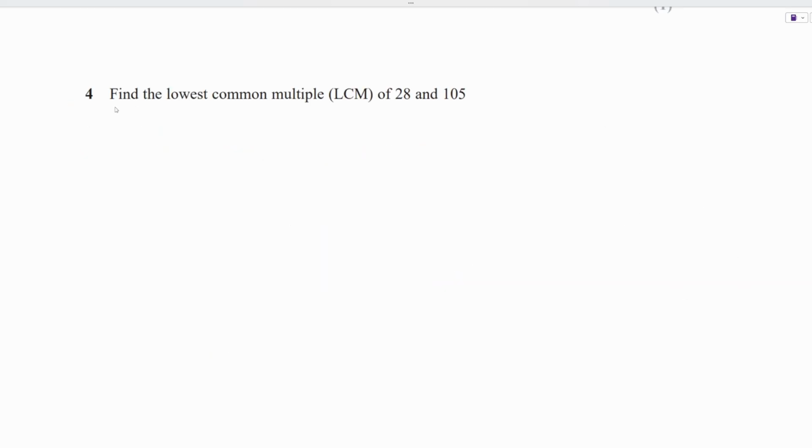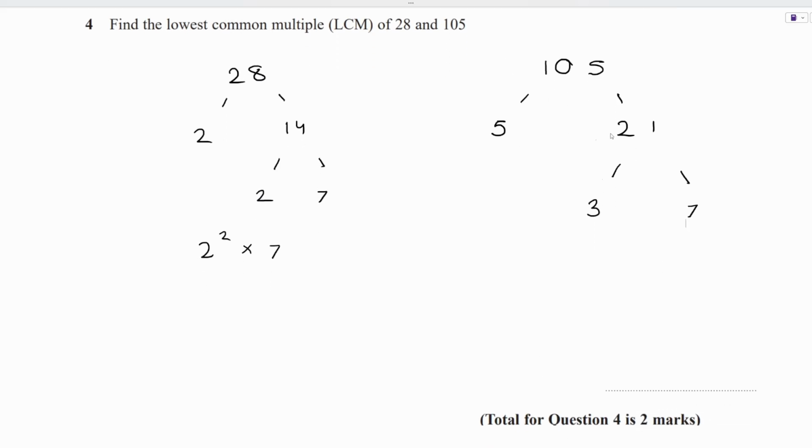Question 4: find the lowest common multiple of 28 and 105. So at this point, you know you have to break it down into its prime factors. So 2 and then 14, and then 2 and 7. So 2 squared times 7. And for 105, we can break this down into 5 and 21. And then 21 can be broken down into 3 and 7. So now that we have our factors, we can draw our diagram.